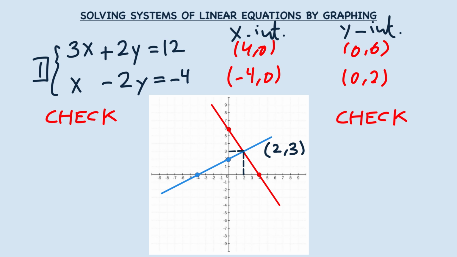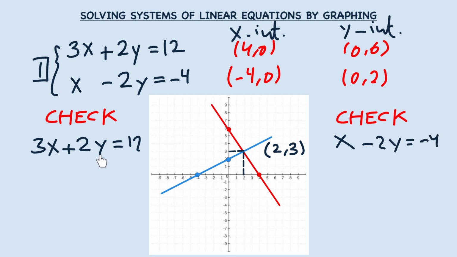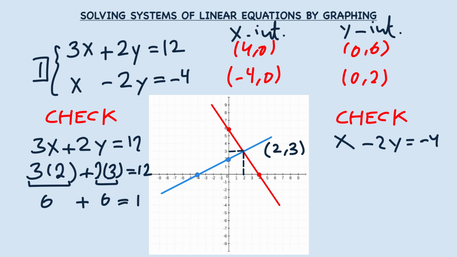Next, we need to check our answer, which is (2, 3). So we will write the first equation, which is 3x plus 2y equals 12, and the second equation, which is x minus 2y equals negative 4. Let us start with the first equation, 3x plus 2y equals 12. Now I have to take 2 and 3 and plug them here. So we have 3 times 2 plus 2 times 3. Is it equal to 12? Now 3 times 2 is 6, plus 2 times 3 is 6. Is it equal to 12? Yes, because 6 plus 6 is 12, and 12 equals 12.